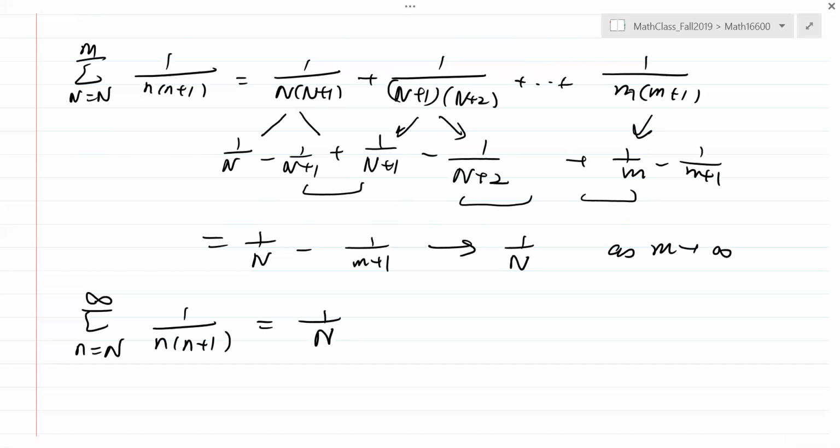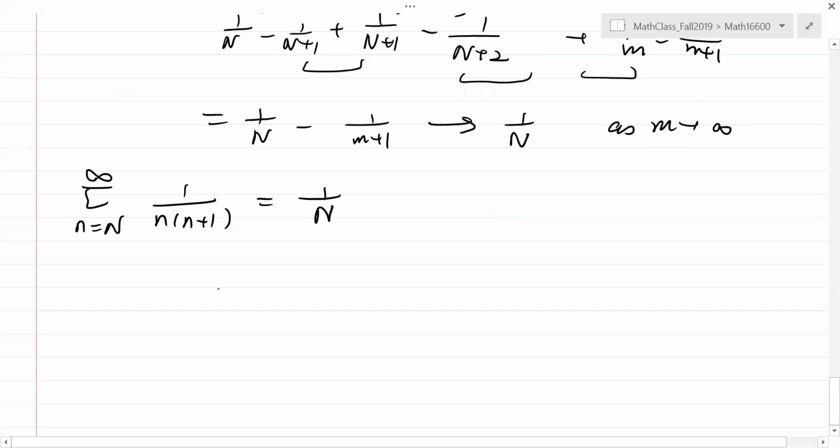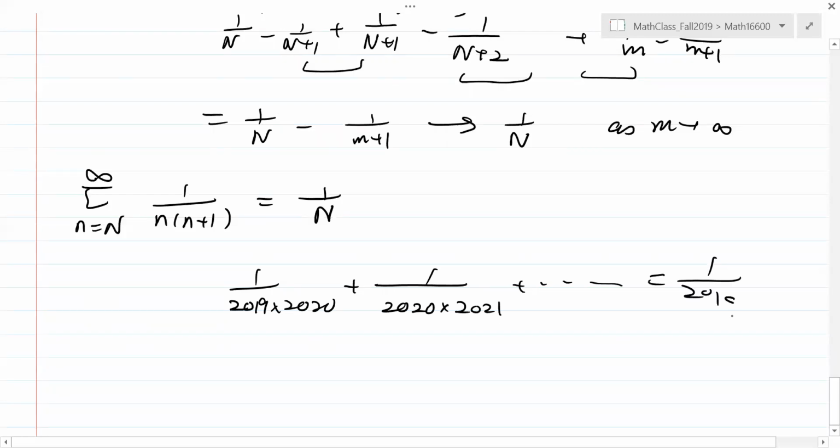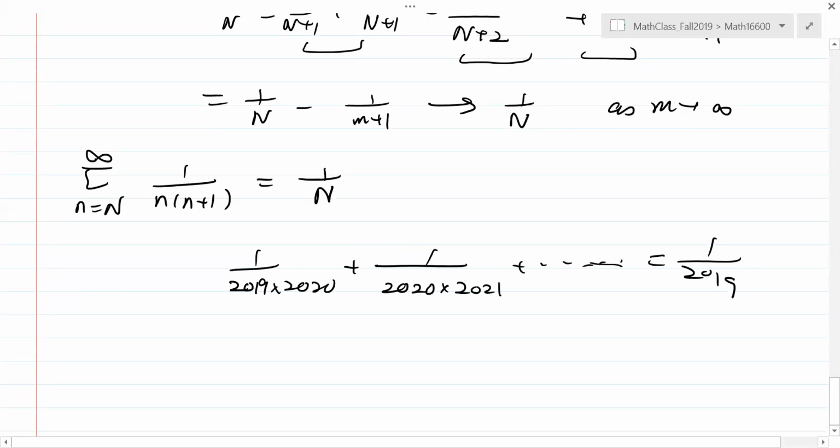I would be surprised if we begin with, say, sometimes you get a stranger problem, like begin with 2019 and 2020 and add them to get 2020 times 2021 and goes to infinity, right? And what is the sum? That's the sum is 1 over 2019, right?